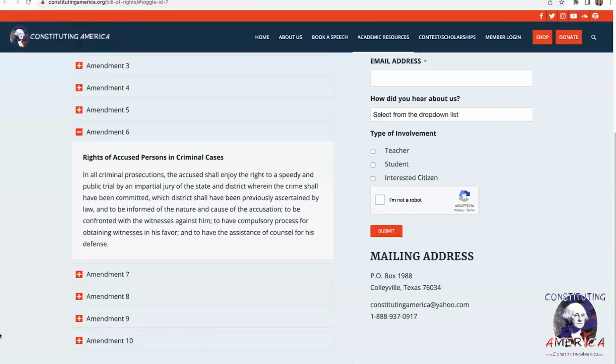Today's focus is on the Sixth Amendment, a provision in the Bill of Rights, and it provides, as you can see on your screen: in all criminal prosecutions, the accused shall enjoy the right to a speedy and public trial by an impartial jury of the state and district wherein the crime shall have been committed, which district shall be previously ascertained by law, and to be informed of the nature and cause of the accusation, to be confronted with the witnesses against him, to have compulsory process for obtaining witnesses in his favor, and to have the assistance of counsel for his defense. Okay?